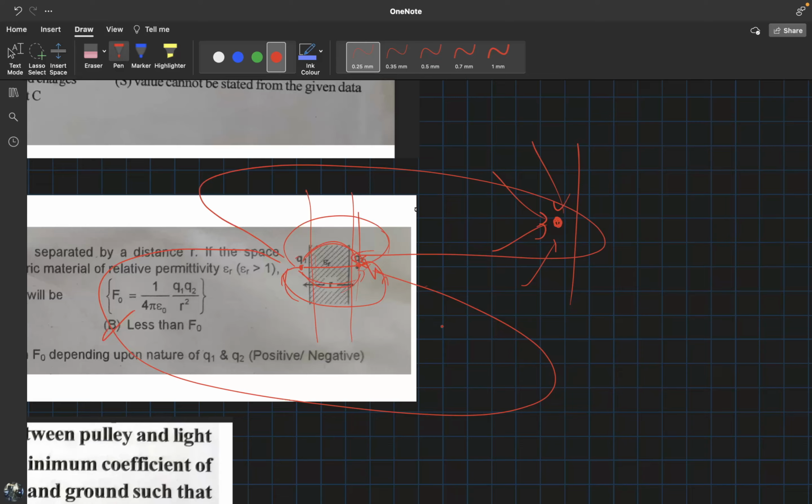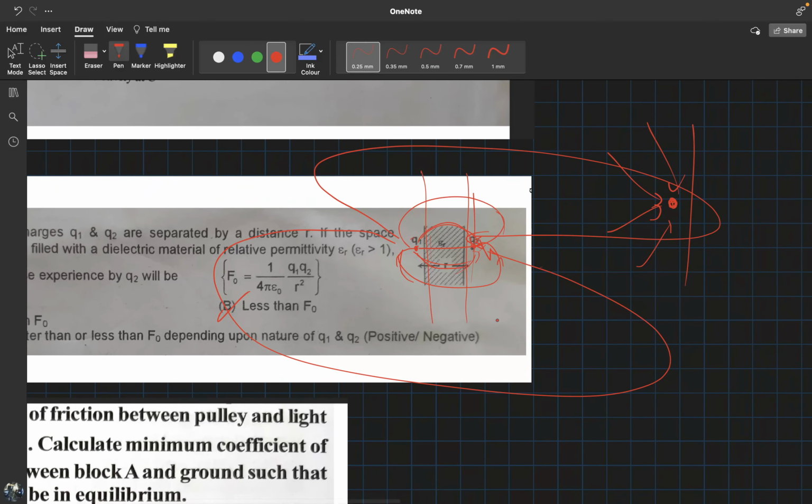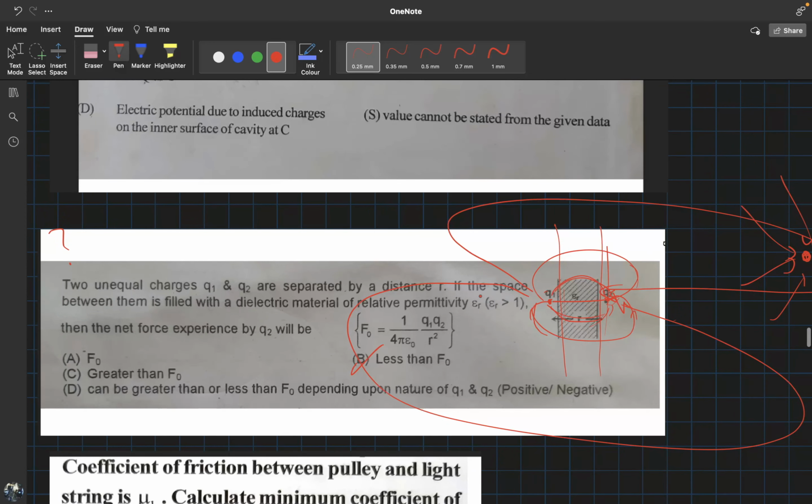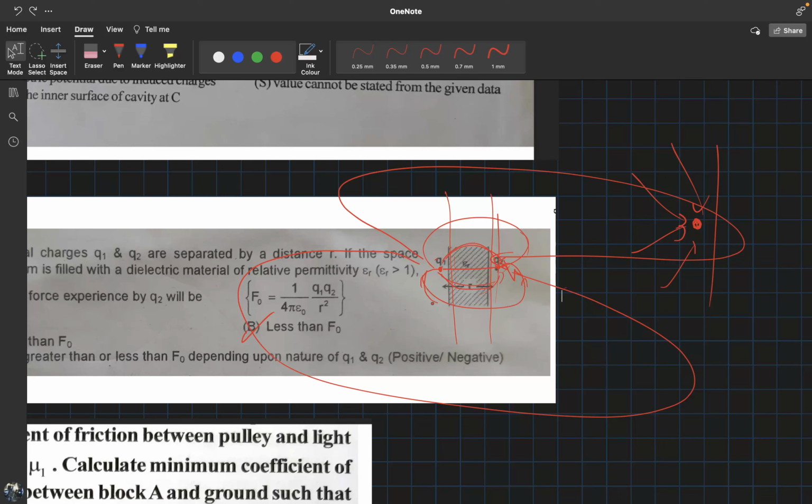So what will happen to the force? You are having more number of lines, higher density, higher force. Then wait one second. They're just asking for the net force experienced by Q2, right? So what will happen to that force is being asked. I don't know. Okay, wait one second.